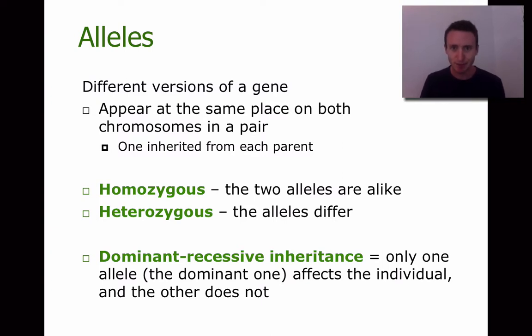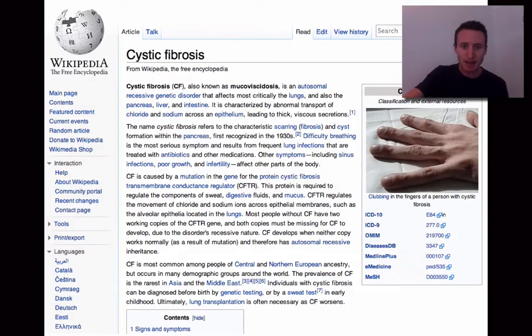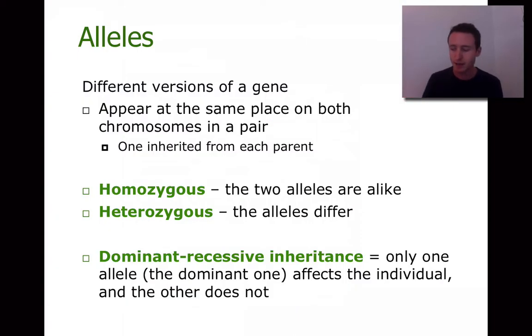So the textbook's example is a cleft chin, but I think another interesting example to consider is cystic fibrosis. This is a disorder that is influenced by one gene, or I should say one gene in terms of the pair of alleles that we inherit. So we get one from mom and one from dad, and these copies or these alleles can be dominant or recessive. And importantly, only the dominant allele will affect the individual, at least in one way. That's one way of looking at it.